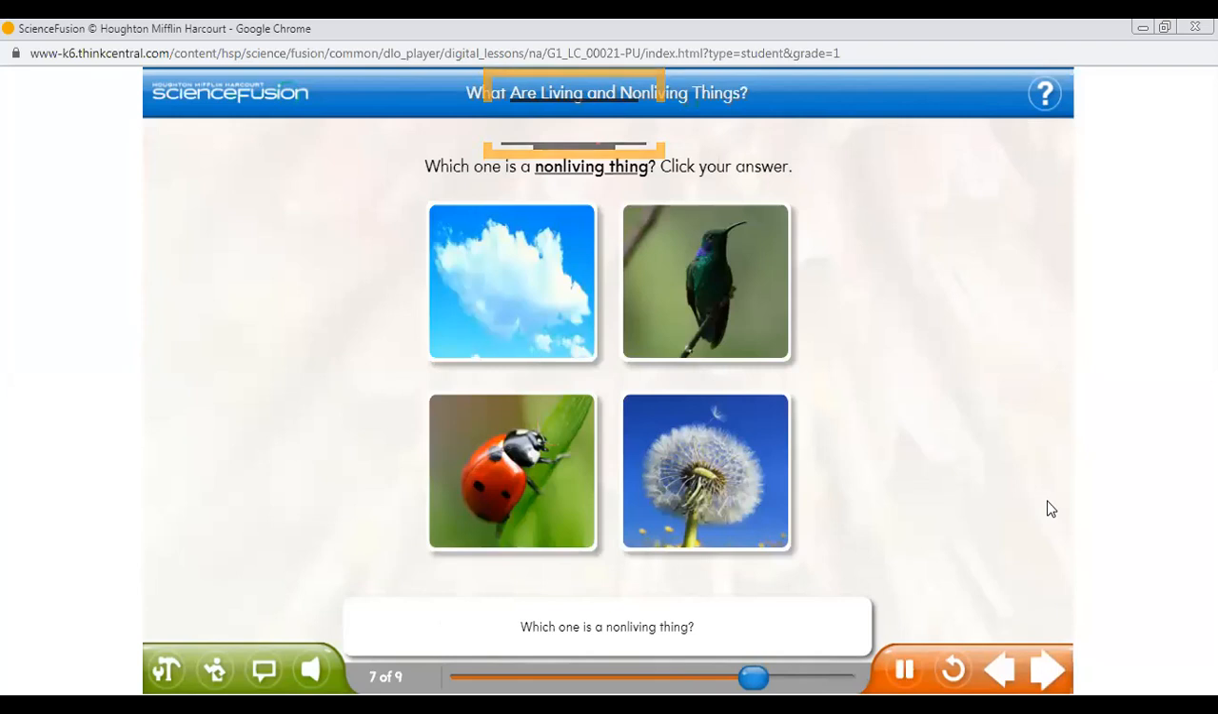Which one is a non-living thing? Click your answer. So we have 4 pictures here. So which is a non-living thing in this? Is it a cloud or a sky? Is it a bird? Is it a ladybug or is it a plant, a daffodil? Which one is it? Yes, excellent, Miral. I got your answer. Very good. Yes, Livia, very good. Excellent, both of you. So our answer is the cloud. It is the non-living thing.